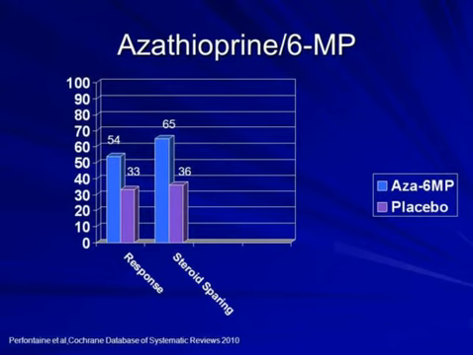So azathioprine is effective for inducing and maintaining remission in Crohn's. This graph shows results of a meta-analysis of 8 randomized placebo-controlled trials on the effectiveness of induction of remission compared with placebo. As you can see, the overall response for azathioprine is about 54% compared with 33% for placebo, and the steroid-sparing effects are 65% with azathioprine compared with 36% for placebo. So, there is good data to say that azathioprine is effective for induction of remission and also has significant steroid-sparing effects.